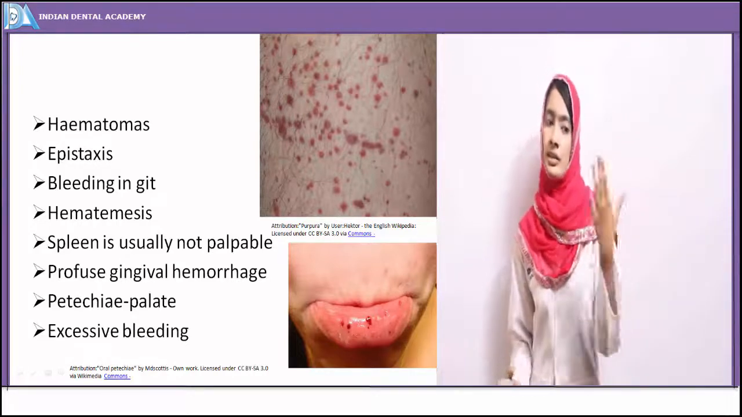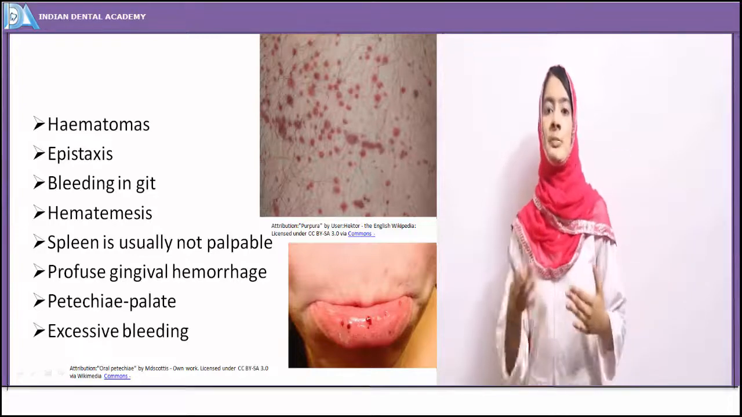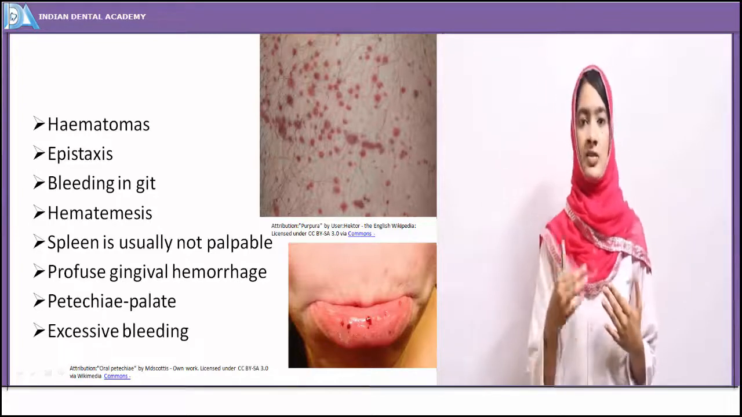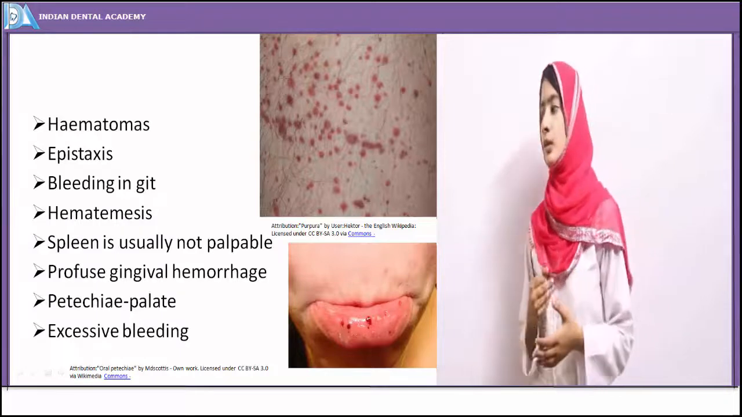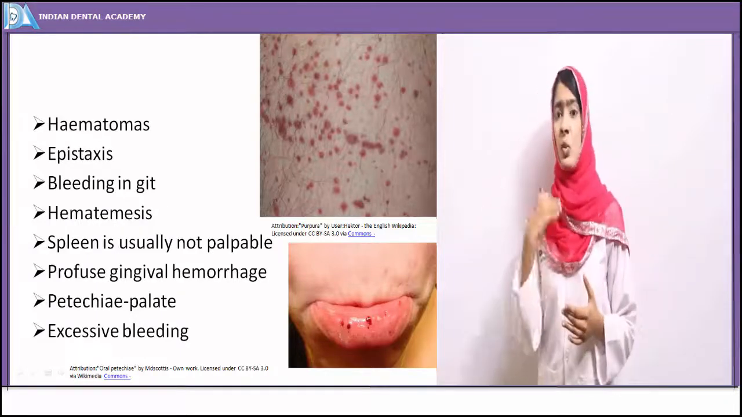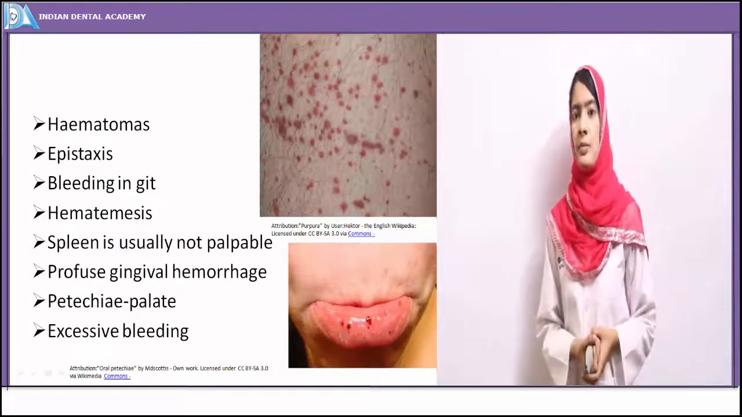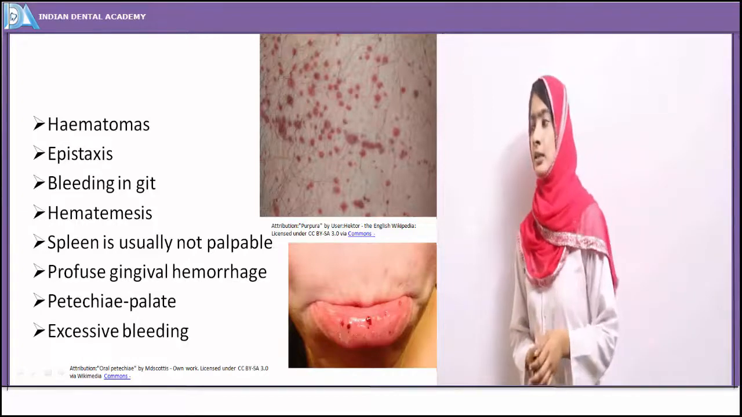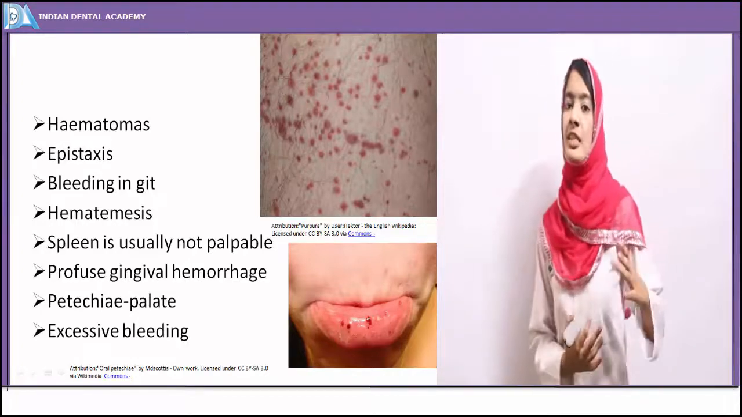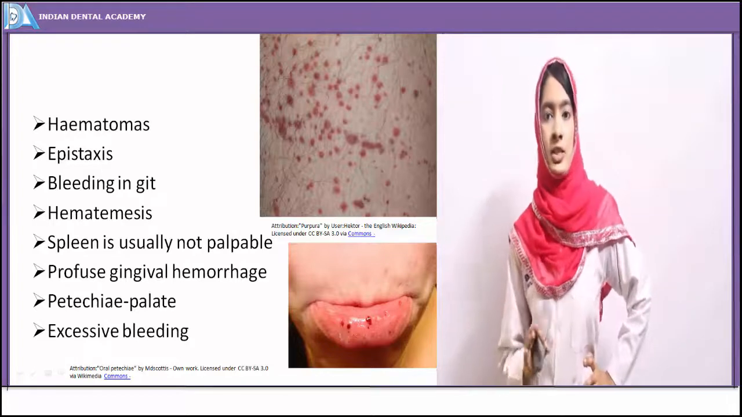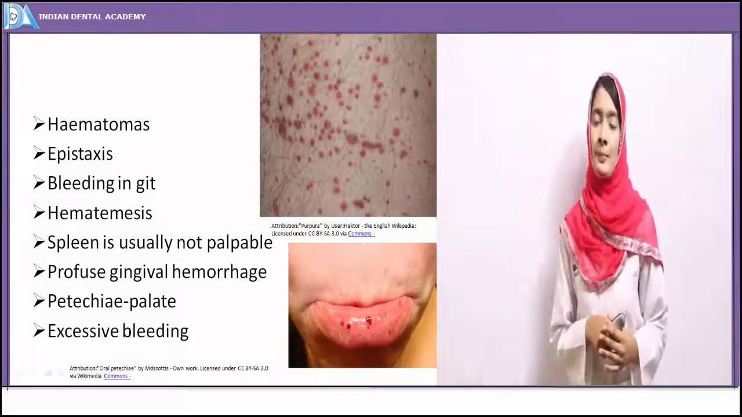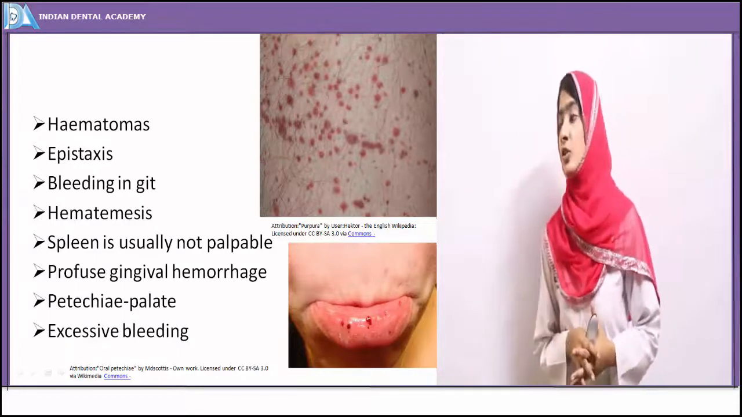Bleeding of the urinary tract is manifested as hematuria, whereas bleeding of the gastrointestinal tract is manifested as melena or hematemesis, vomiting of blood. Usually the spleen is not palpable in cases of thrombocytopenic purpura. That is the differentiating feature for this.